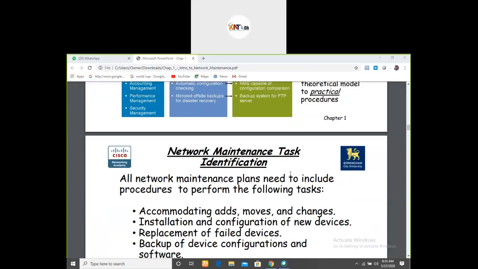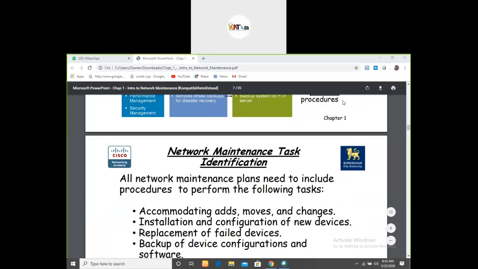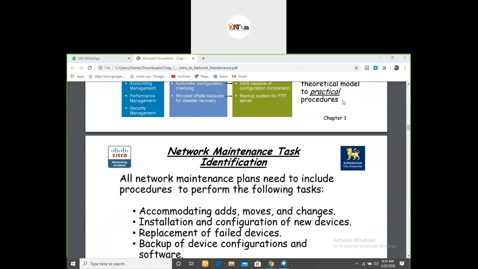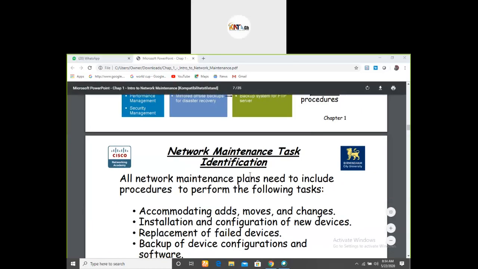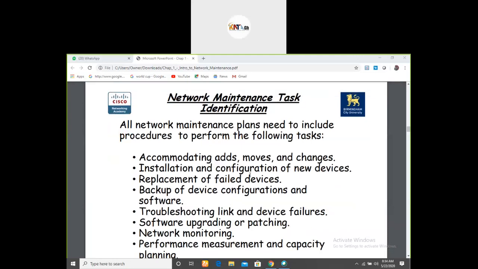Now, how do we identify network maintenance tasks? All network maintenance plans need to include procedures to perform a network maintenance task. So we want to look at the procedures that can be used to perform particular network maintenance tasks. One, you have to accommodate adds, moves, and changes.